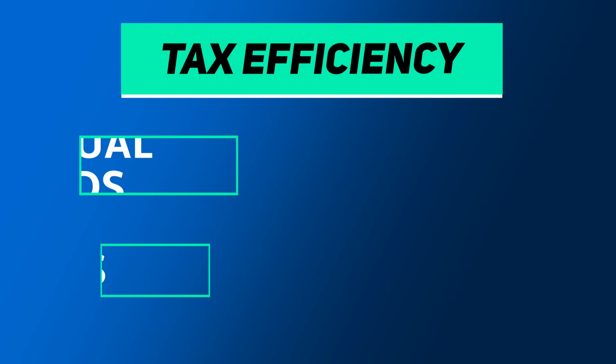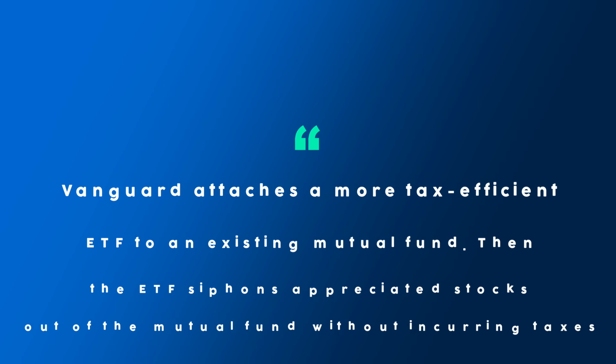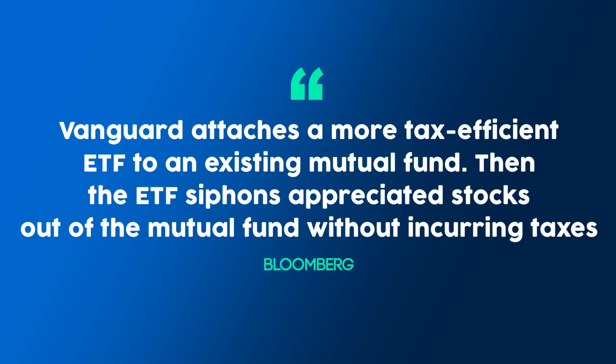Generally, ETFs are more tax efficient because they distribute less and sometimes zero capital gains compared to a mutual fund. Vanguard is a little different in this area because of a special patent that they have that's only valid until 2023. This patent allows their mutual funds with a corresponding ETF to be more tax efficient than a normal mutual fund you buy from another provider. Here's how Bloomberg described the process. Vanguard attaches a more tax efficient ETF to an existing mutual fund. Then, the ETF siphons appreciated stocks out of the mutual fund without incurring taxes. So the Vanguard Mutual Fund VTSAX is more tax efficient because it has a matching ETF, which is VTI.